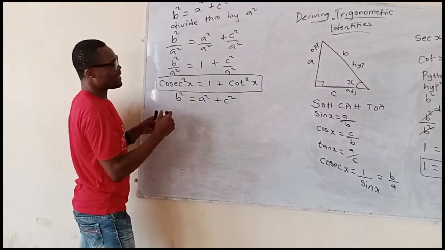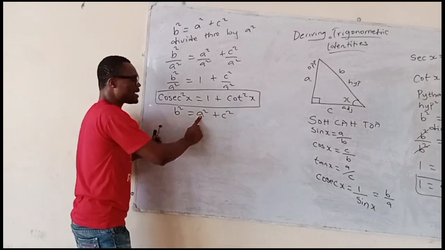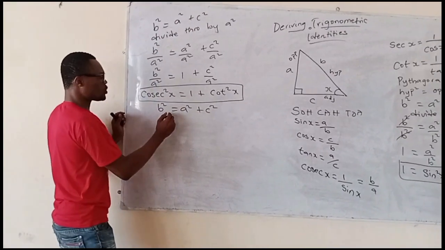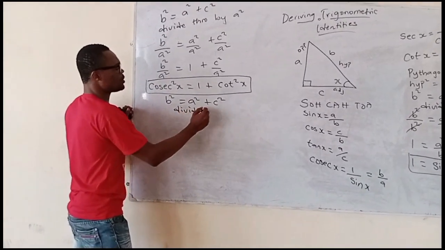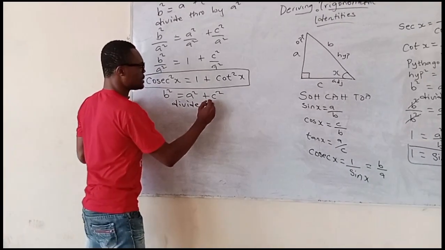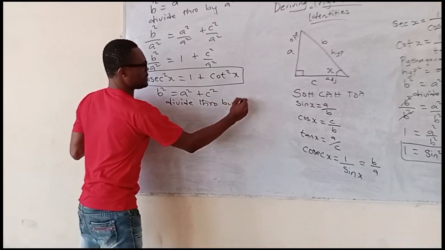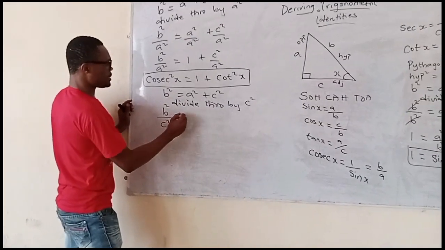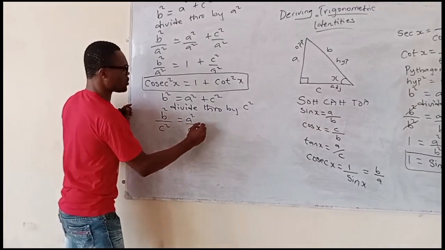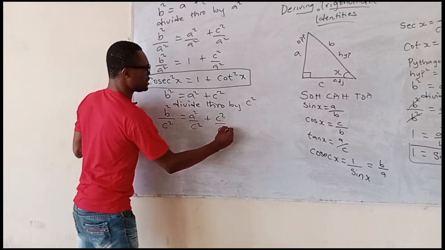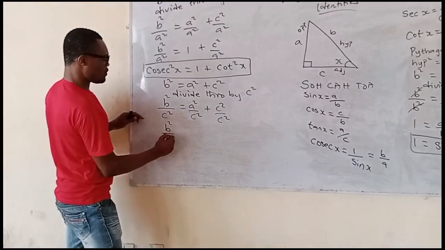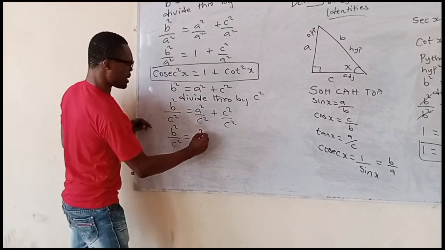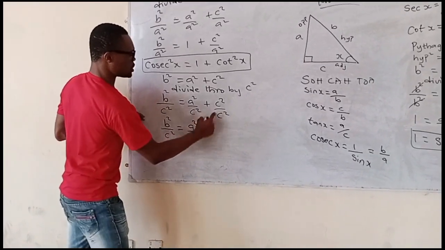So remember, I've divided through by b squared, I've divided through by a squared, let me divide through by c squared to see our new identity. Divide through by c squared. What are we going to have? b squared over c squared is equal to a squared over c squared plus c squared over c squared. So I'm going to have b squared over c squared is equal to a squared over c squared plus 1.